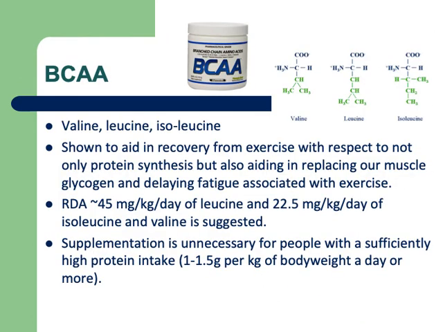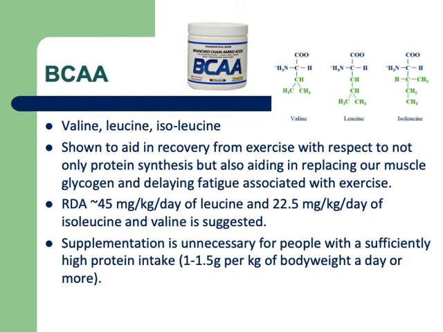Now I want to discuss another essential amino acid group, and this is called the branched chain amino acids. This group is composed of three essential amino acids: valine, leucine, and isoleucine. You may have heard a huge hype about BCAAs and supplementing with them. Research has shown that they do help in the recovery process in regards to protein synthesis. They are shown to aid in the recovery from exercise with respect to not only protein synthesis, but also aiding in replacing our muscle glycogen and delaying fatigue, or DOMS, delayed onset muscle soreness associated with exercise.